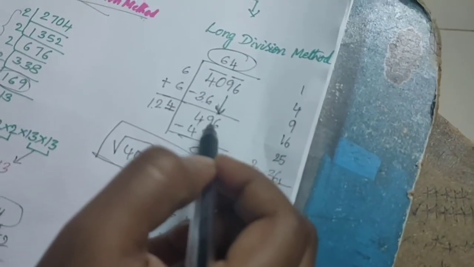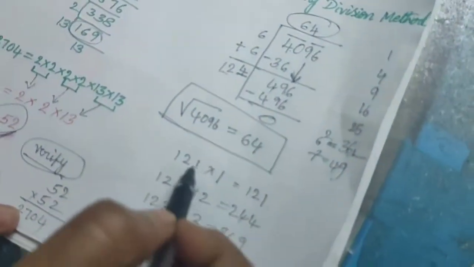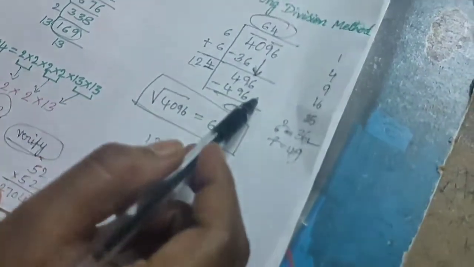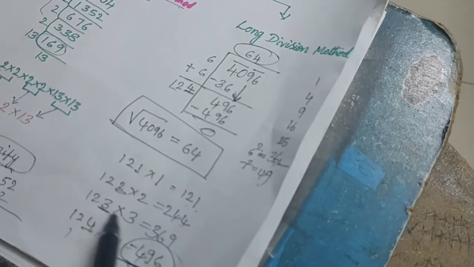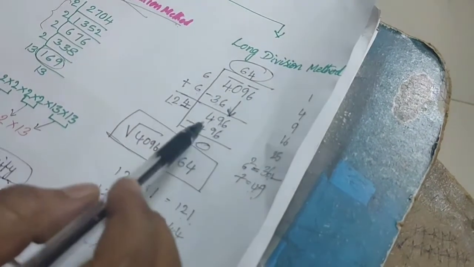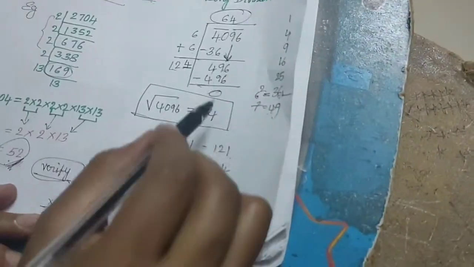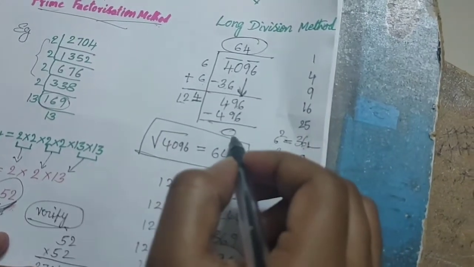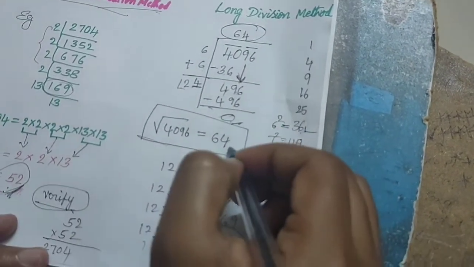Again subtract. We get 4 and take 96 as it is, the whole group, like this. And add again 6 and 6, that is 12. Leave the gap and select any number in the unit place and multiply by that number. We get 121, which is very much less than this 496. Again I select 244, which is also less than 496. And again I put 369, which is also less than this 496. Again I will try using the unit number 4. That is 496, exactly 496 equals 496. So then I get the remainder 0. So then our problem is finished. So now you can write the square root of 4096 is 64.